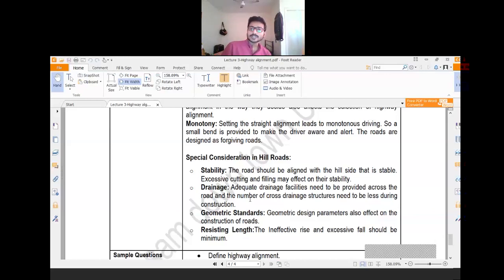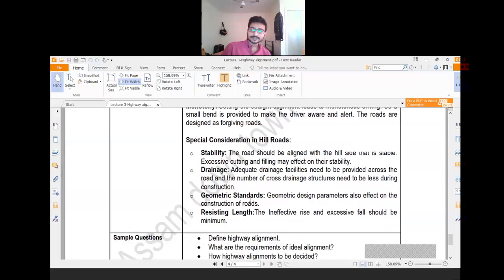Then geometric standards. For hill roads, there are different geometric standards like gradients and other things. The details of the gradient that we have to follow, and the details of the vertical curve, we will discuss in our next chapter.